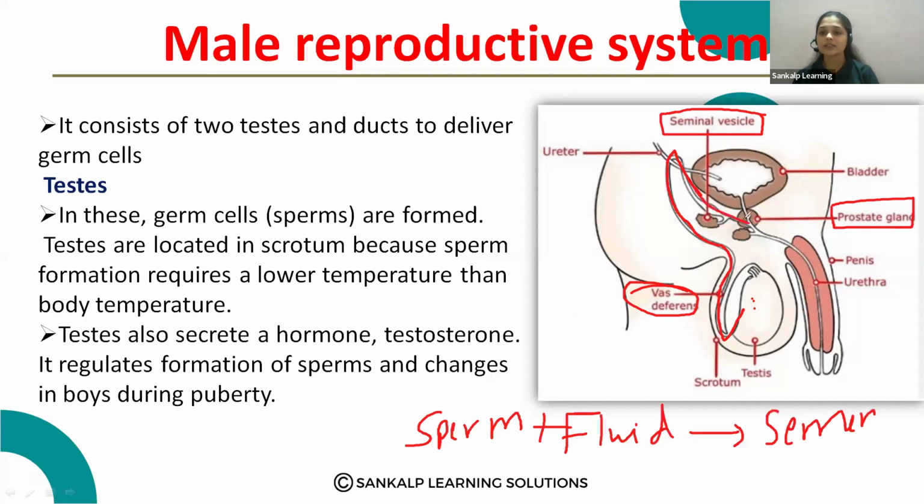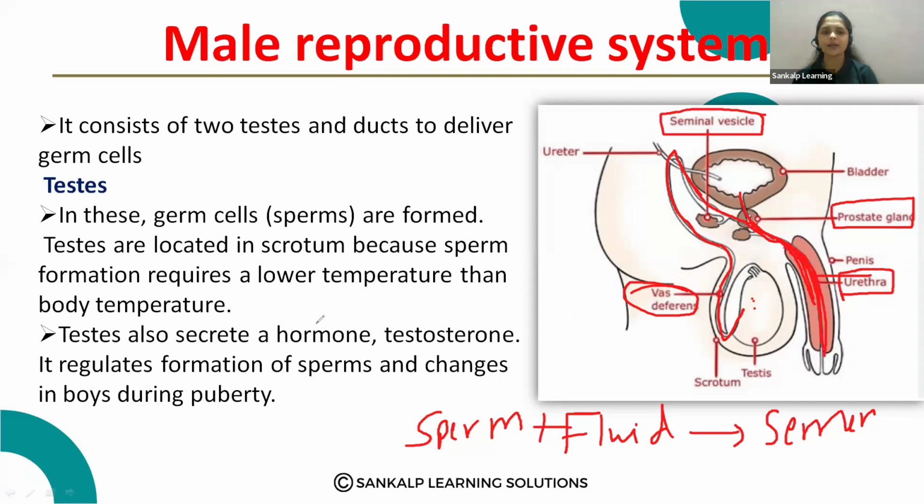And this vas deferens also connects with the urethra. Here this is the opening, this is the structure that carries the urine, right? That is called the urethra. Urine and the sperms are carried inside the urethra. So that is the common passage for the sperms and urine. Urethra is the common passage for the urine and sperms. Here you can observe this.